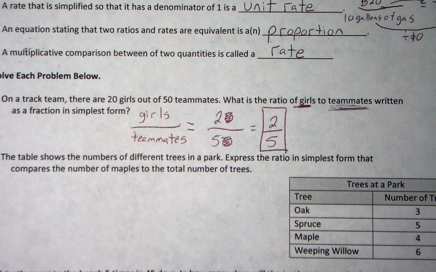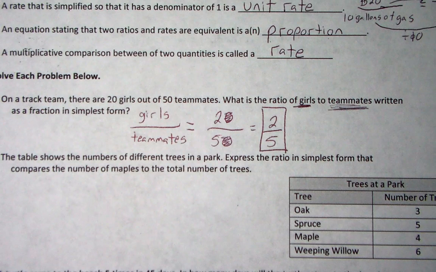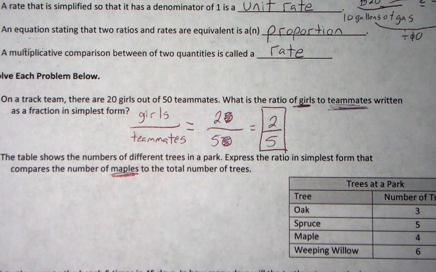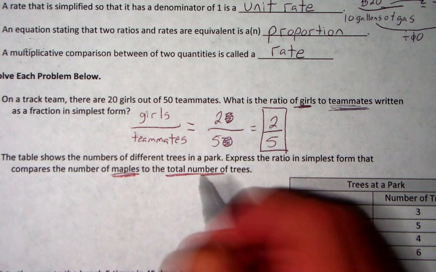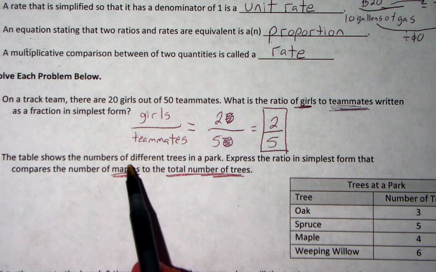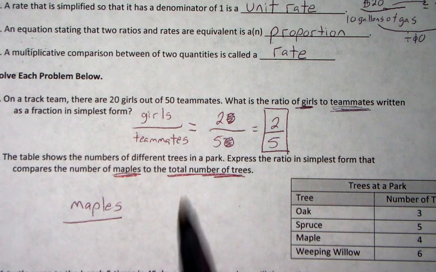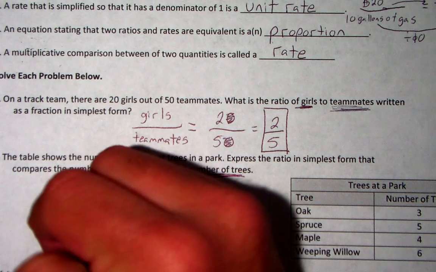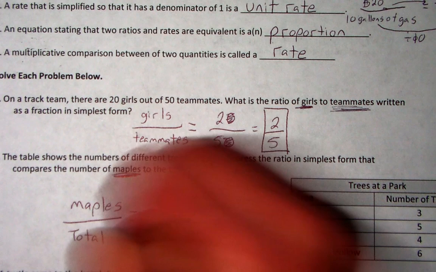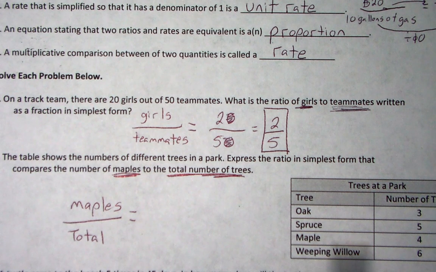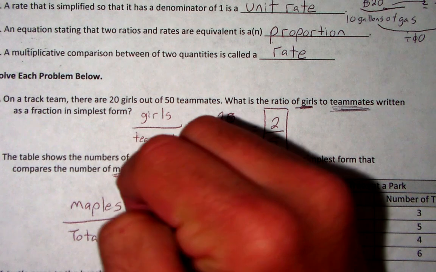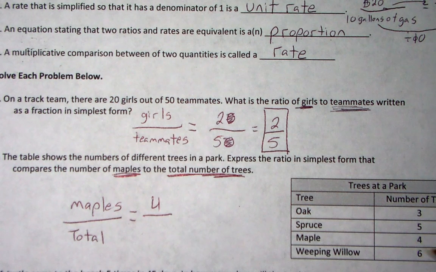Number 6 says the table shows the number of different trees in a park. Express the ratio in simplest form that compares the number of maples to the total number of trees. Again, what comes first? Maples comes first, it goes on top. The total came second, it goes on bottom. Well, let's see, how many maples do we have? Maple, we have 4. Total. Well, 6 plus 4 is 10, plus 5 is 15, plus 3 is 18.